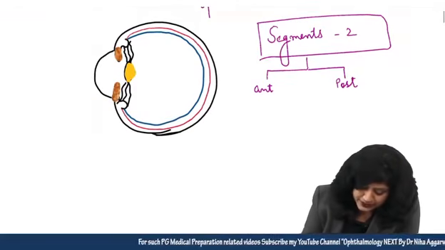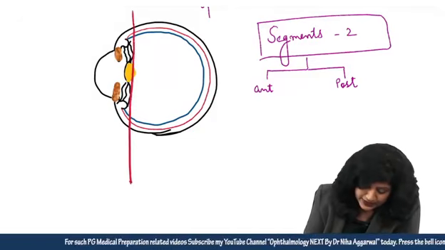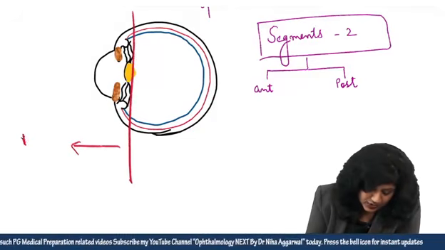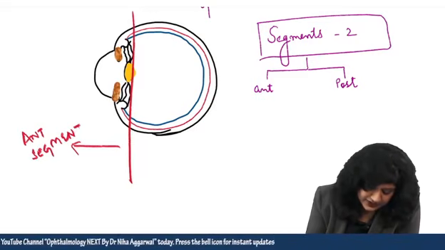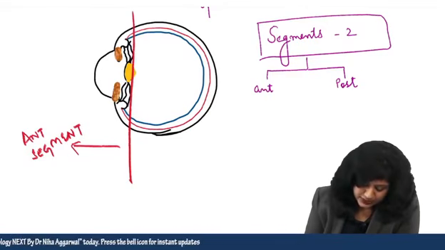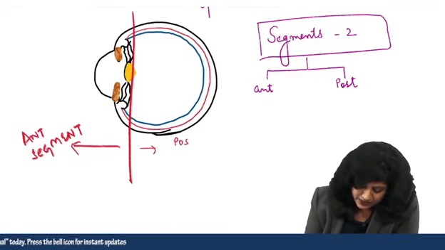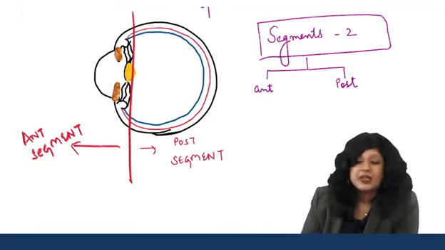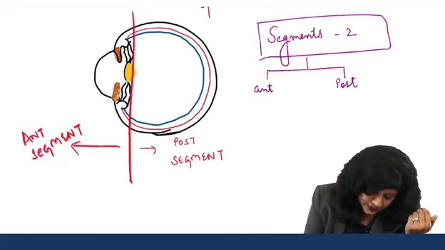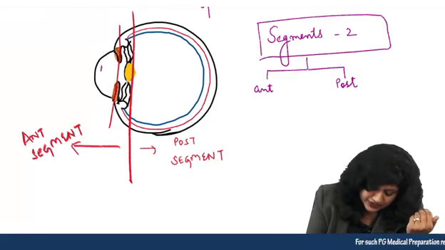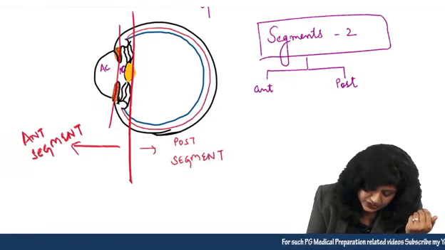So what happens if you divide this at the level of the lens? Anterior to this, we have the anterior segment. While if I look at the posterior side, posterior to this, we have the posterior segment. While this anterior segment can be divided with the help of the iris. So this structure is your iris, and this iris is further dividing the anterior segment into two chambers. So I have this anterior chamber and then this posterior chamber also.